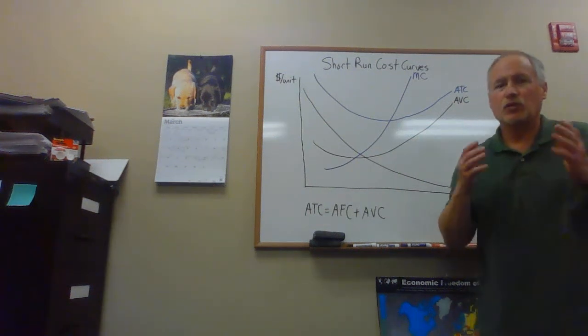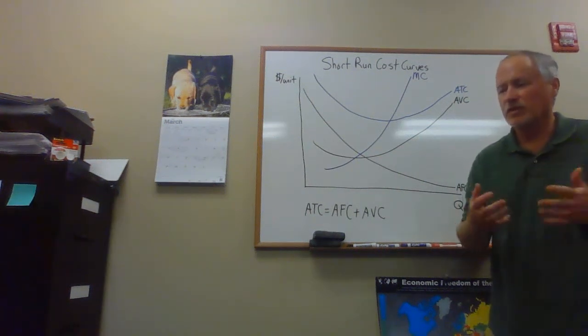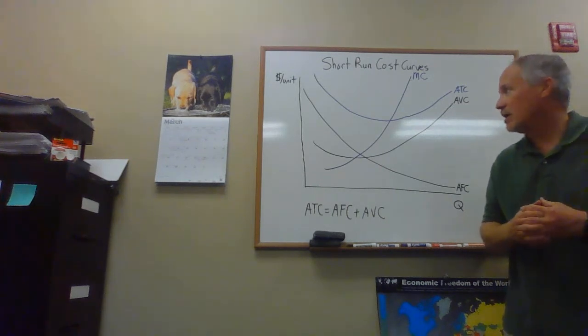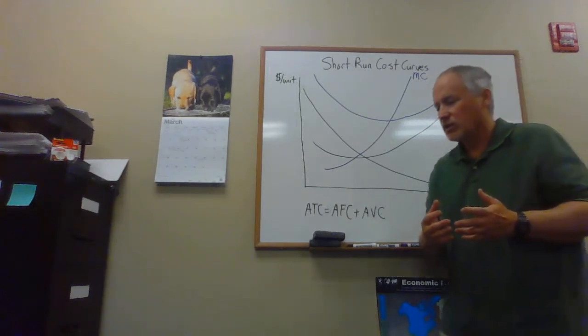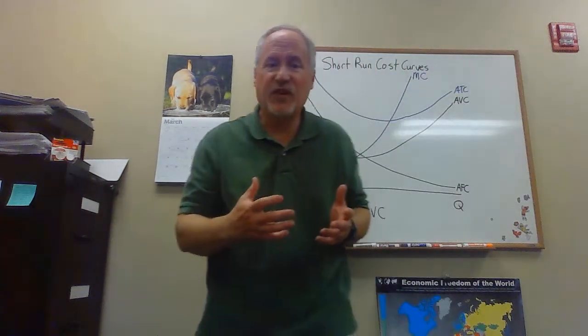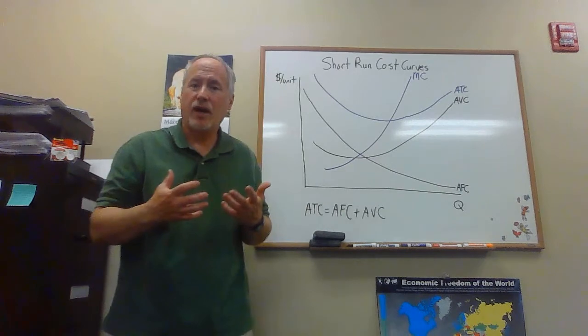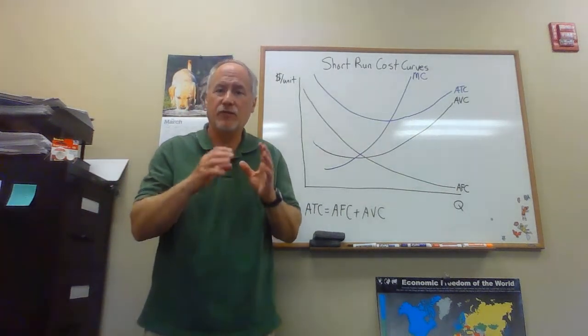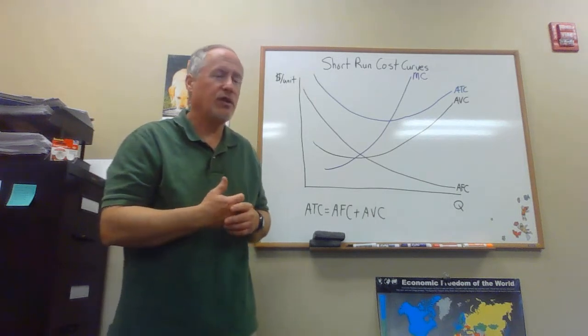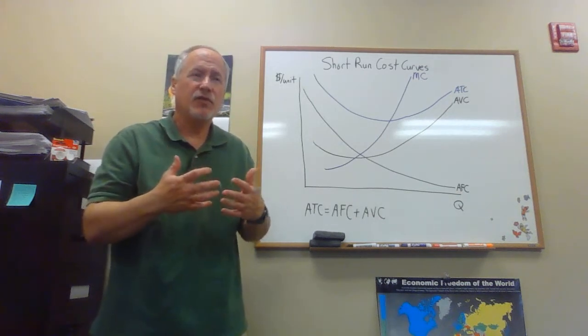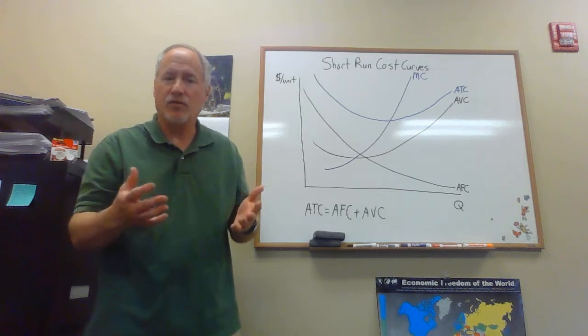This video is going to talk about the short-run cost curves of the firm. This is another video for Chapter 8 out of the textbook. In the short run, as the last video discussed, we can distinguish between fixed and variable costs. So we have some factors of production that are fixed in the short run, and that's going to give us the fixed costs that a firm has.